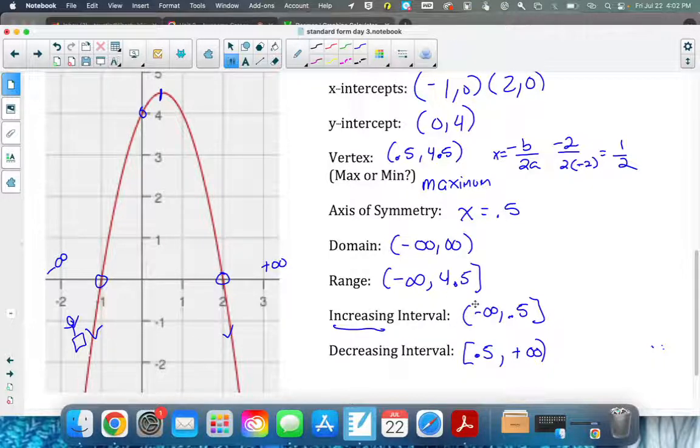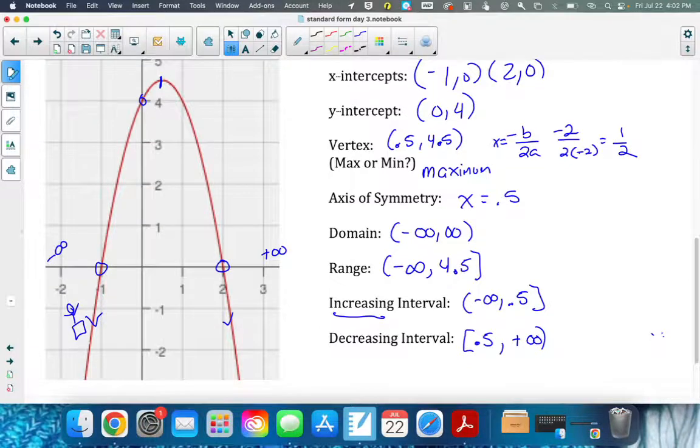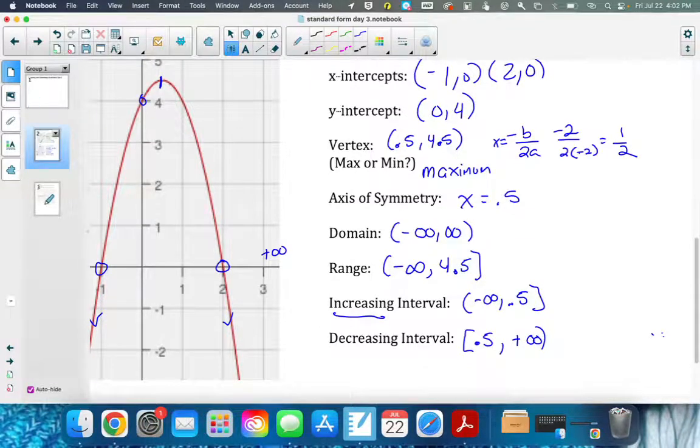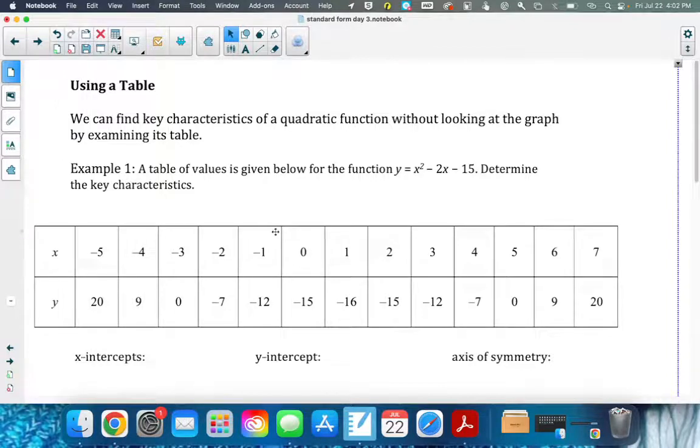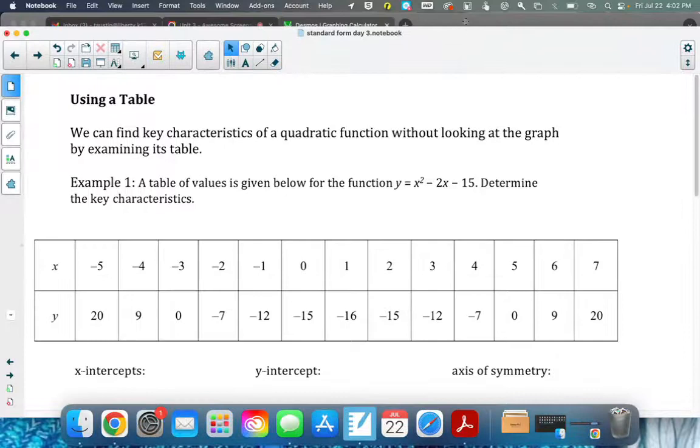Now we do have one more thing that we have to be able to do. And again, we're going to use the Desmos calculator for it. And it's going to take a little bit more time because I'm not going to give you a function. I'm going to give you a set of points. And we're going to have to be able to identify all of these pieces from just a set of points. So we're just going to ignore the equation for right now, and I'll show you how this works.